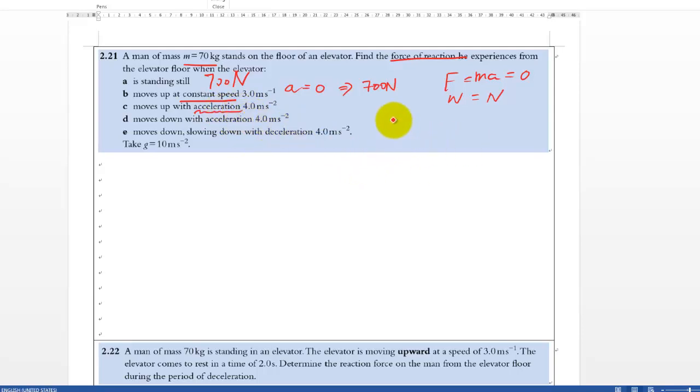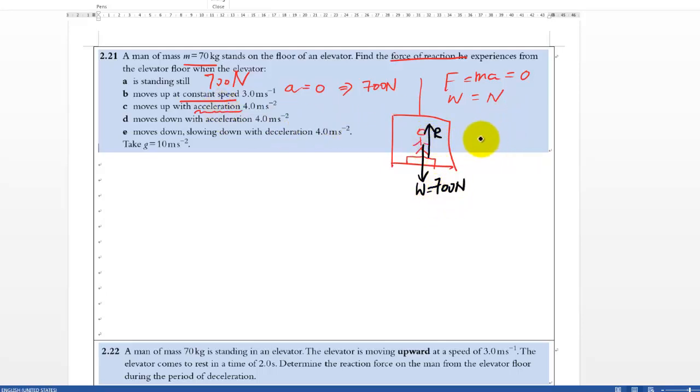So maybe I can draw the diagram right now. Let's say this is an elevator, and this is the best I can draw. I'll still stick with the electronic balance, although it is not mentioned in the question. Now there's a man, and we have the weight, 700 Newton, and then there is a reaction force. In this case, recall that the reaction force would not be exactly 700.